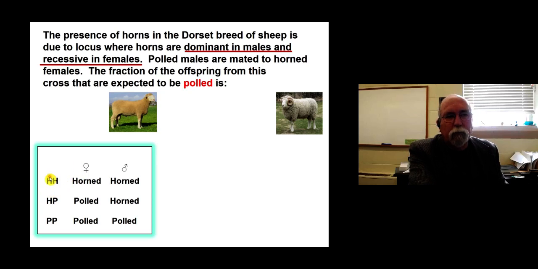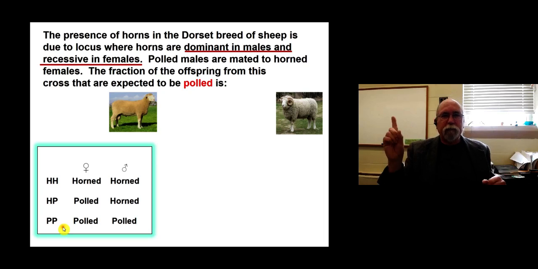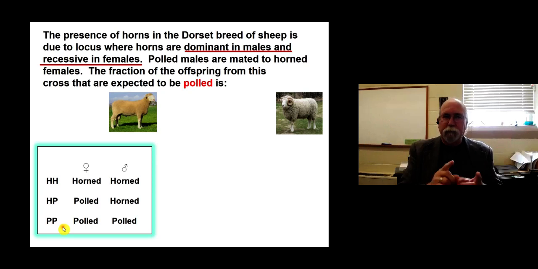Well, if what you got from dad is horned, and what you got from mom is horned, there's nothing you can be but horned, okay? So both males and females are horned. Same thing for polled. If your mom gives you a polled allele and your dad gives you a polled allele, you're going to be polled, okay? It's just like being blonde and blonde, you're going to be blonde, right?